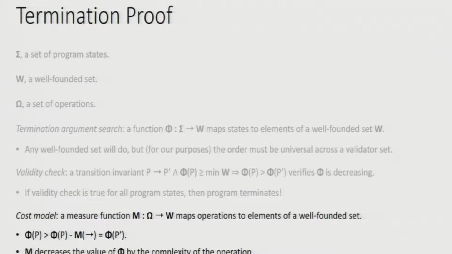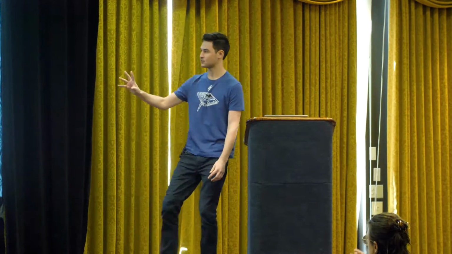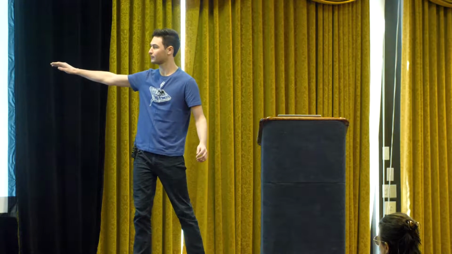So if our termination argument is essentially the gas balance, and the transition invariant is making sure that we don't have any out-of-gas errors, then the cost model is the fee schedule that specifies the cost of each bytecode for the EVM. So just bringing it back to stuff that we all already know. In general, to recap, the termination argument makes sure that we have a stopping point. The validity check makes sure that we're approaching that stopping point. And the cost model allows us to tune the rate at which we approach that stopping point. So that's the first piece.